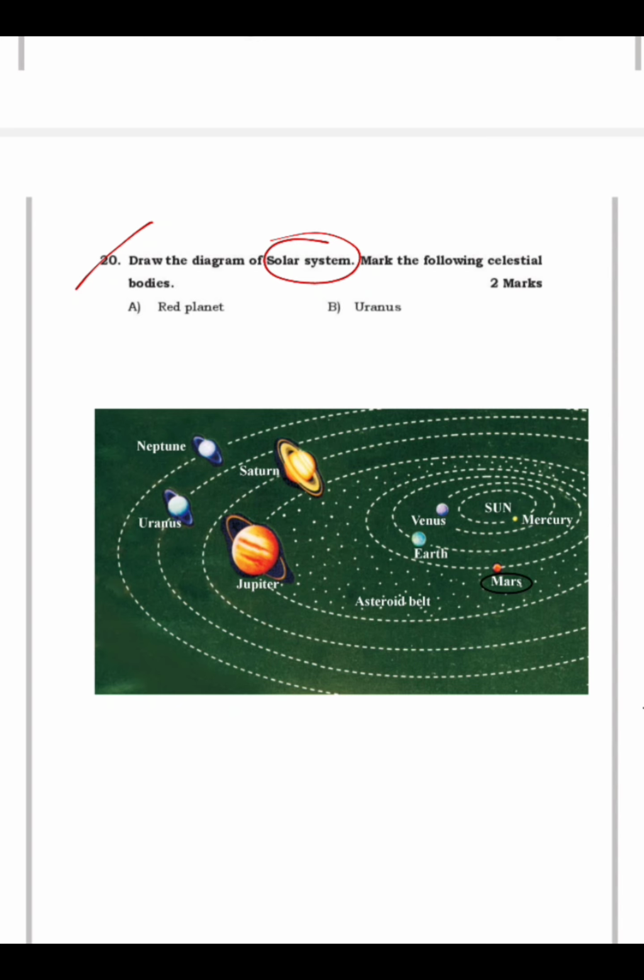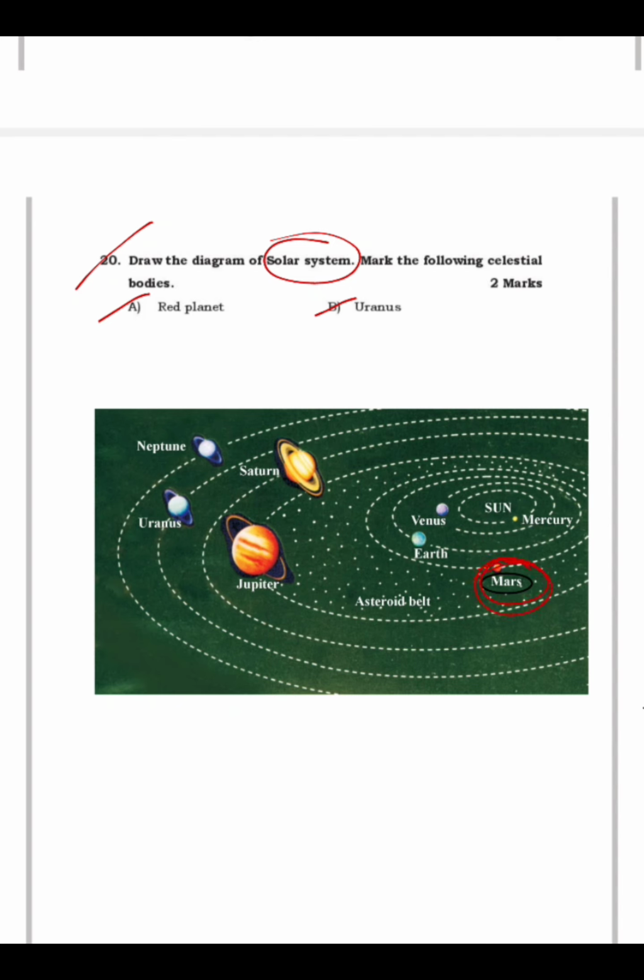It will start from Mercury, Venus, Earth, Mars. Then between Mars and Jupiter, you will get what? Asteroid belt, then Saturn, Uranus and Neptune. So again, what you have to label? You have to label the red planet. Then you have to label Uranus. So where is the red planet? Mars is known as the red planet, right? So you have to write the name here.